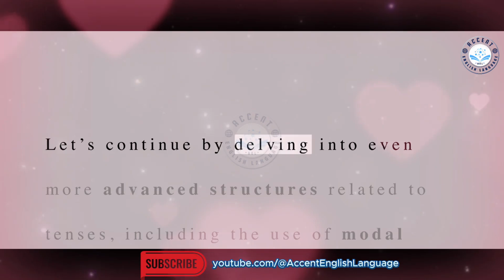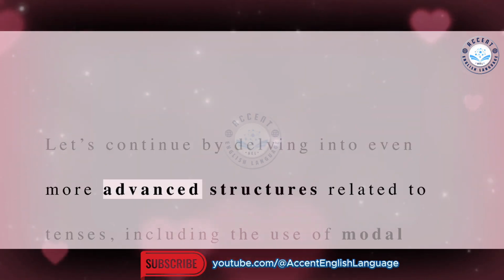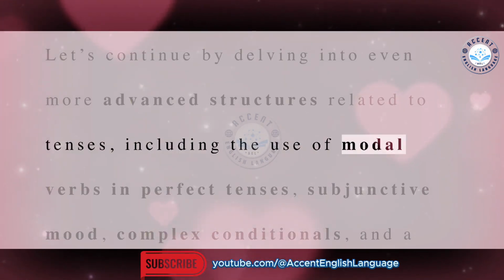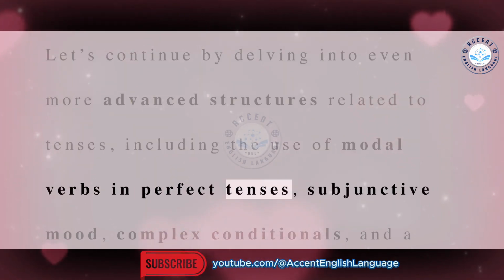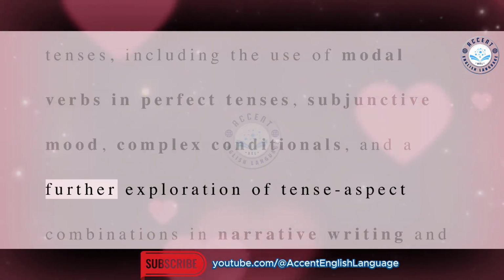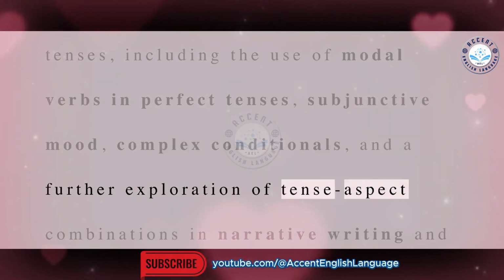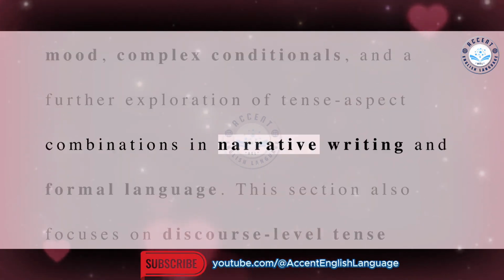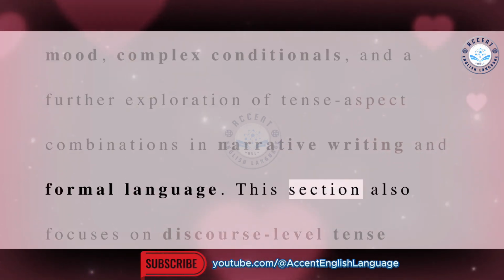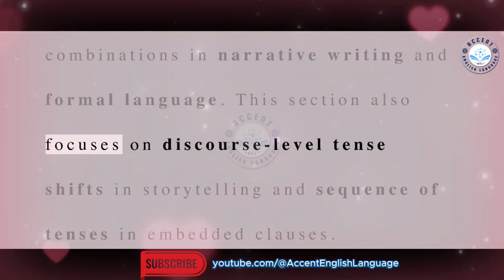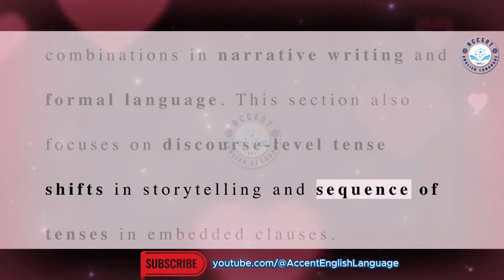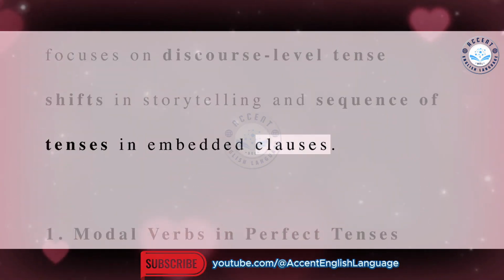Let's continue by delving into even more advanced structures related to tenses, including the use of modal verbs in perfect tenses, subjunctive mood, complex conditionals, and a further exploration of tense aspect combinations in narrative writing and formal language. This section also focuses on discourse-level tense shifts in storytelling and sequence of tenses in embedded clauses.